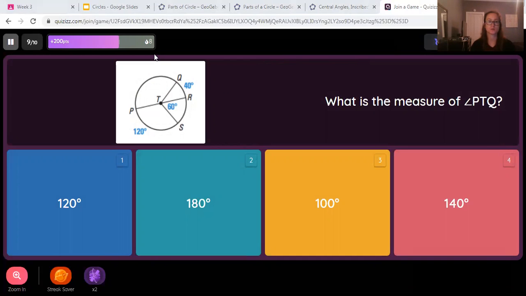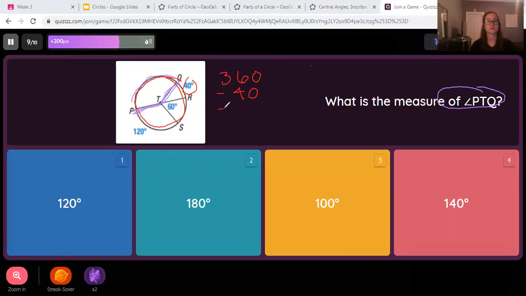All right, so this one says, what is the measure of angle PTQ? So let's draw on that. We got P, T, and Q. We want this angle right here. Okay, well, we know that the entire circle is 360 degrees. Let me change the color. So if we go around the entire circle, that's 360. And then we've got this piece here, which is 40. So we could take that away. That's not in the purple part that we need.